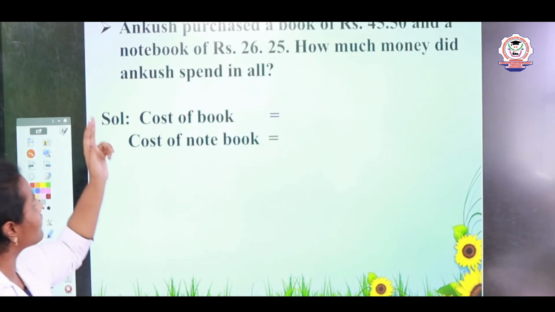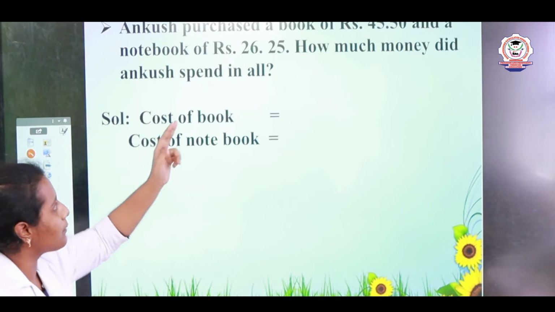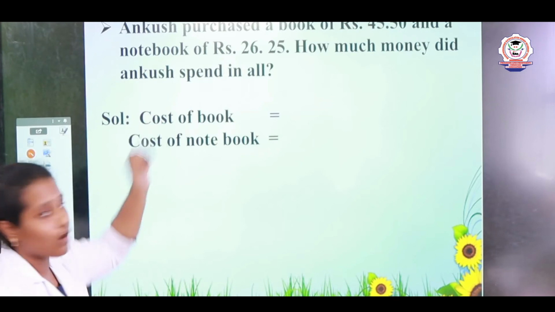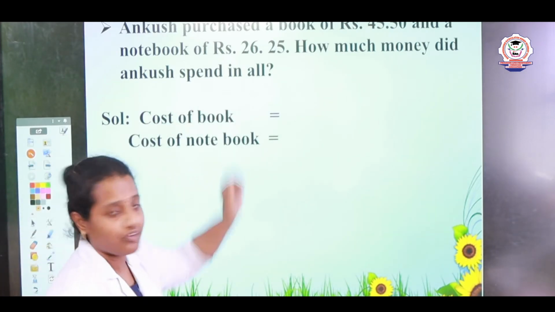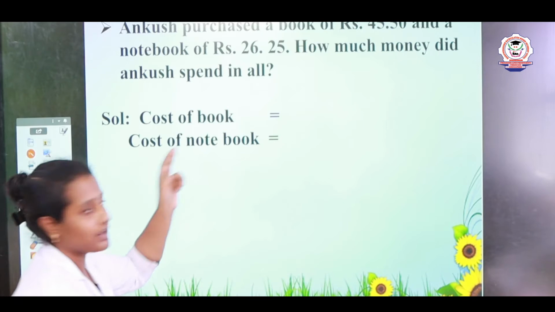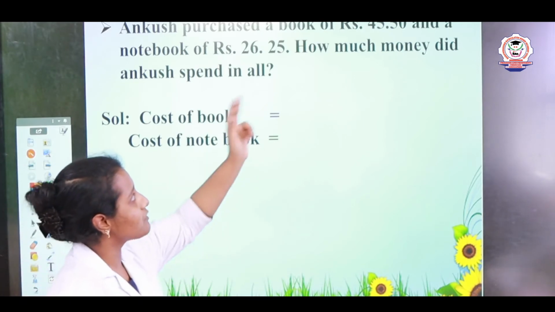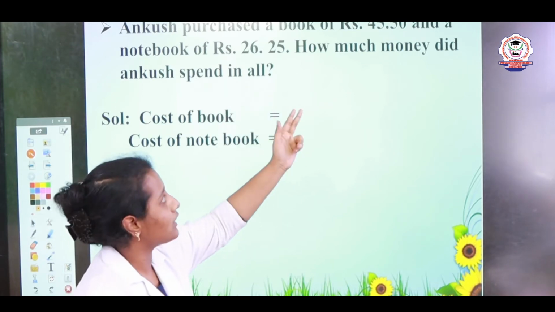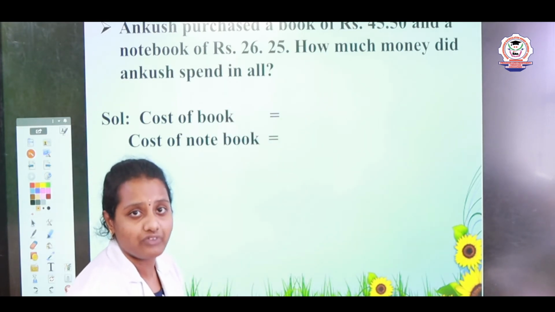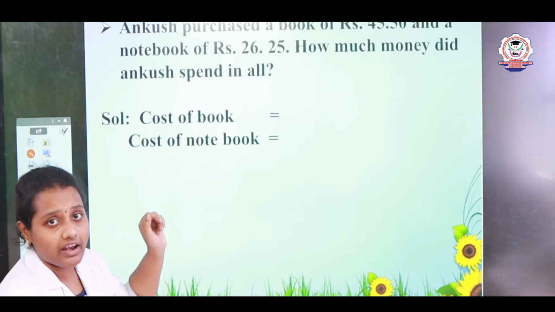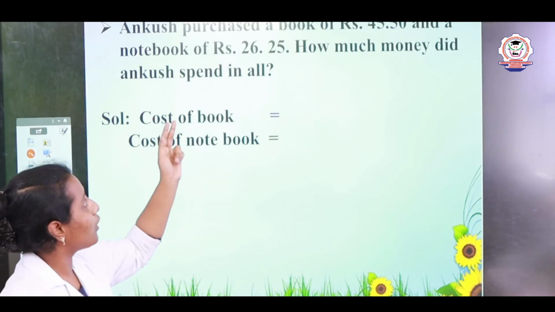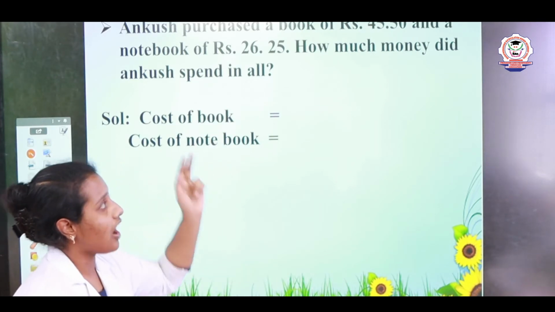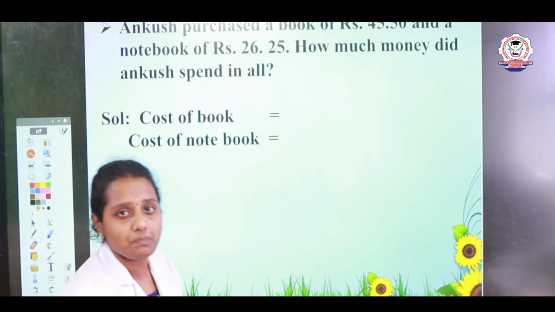Yes, my dear children, they have given the question that Ankush purchased a book for rupees 45.50 and a notebook for rupees 26.25. How much money did Ankush spend in all? Now they are asking, he spent on the book rupees 45.50 and on the notebook rupees 26.25. Now they are asking how much money he spent.